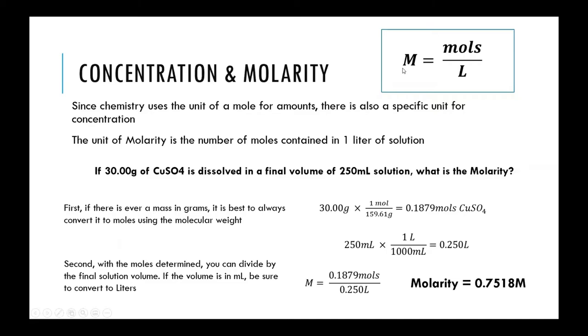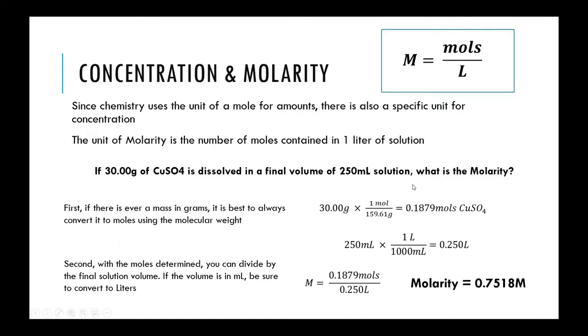So, to calculate a molarity, you need both of these components. You need to know how many moles of compound you have and what volume it is spread across. So going back to the example of copper sulfate, if 30 grams of copper sulfate is dissolved in a final volume of 250 milliliters, what would the molarity be?